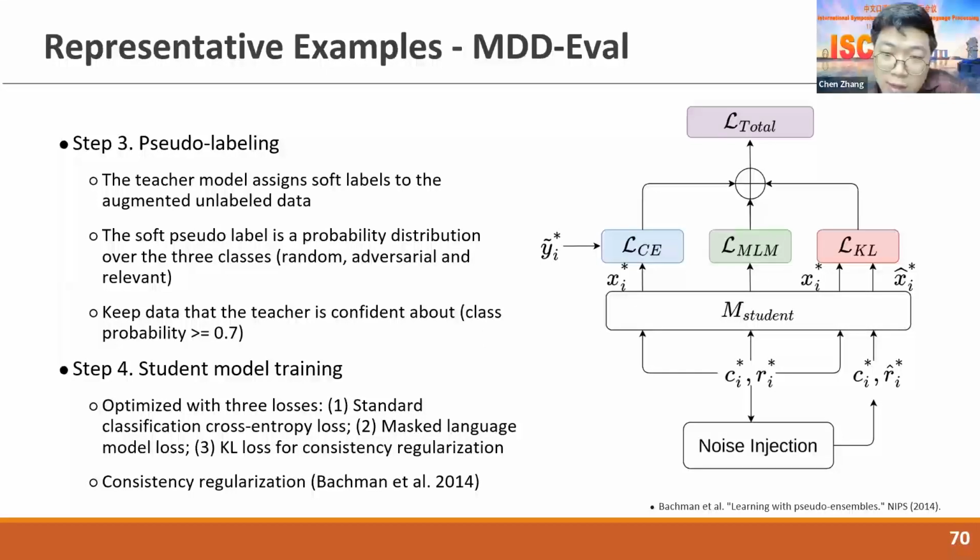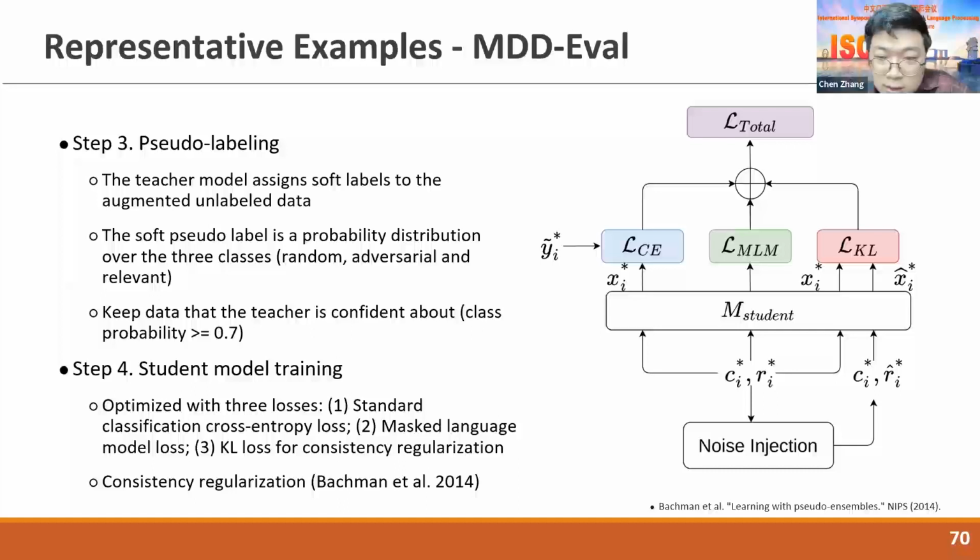Then we adopt a quality check step. So we keep the data that the teacher is most confident about. For example, if it assigns the probability, it thinks that the response is relevant 70% of the time, so we keep the data. We filter out those low-confidence samples. So in this way, I obtain a large-scale pseudo-labeled data set.